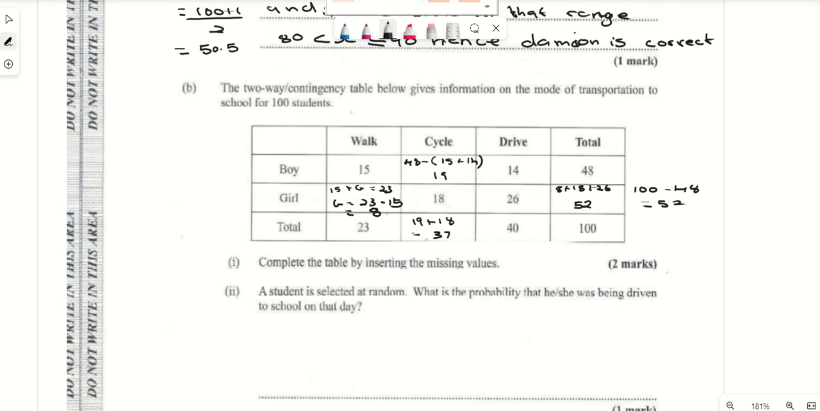For cycling, all you could have done is add the number of boys as well as the number of girls for cycling. Or you could have said that walking plus cycling plus driving is equal to 100. We know walking and driving is 40 plus 23. 40 plus 23 is equal to 63, and you just say 100 minus 63 is 37. That's the next way to do it. Right, so this is how you would complete this table. That is 2 marks.